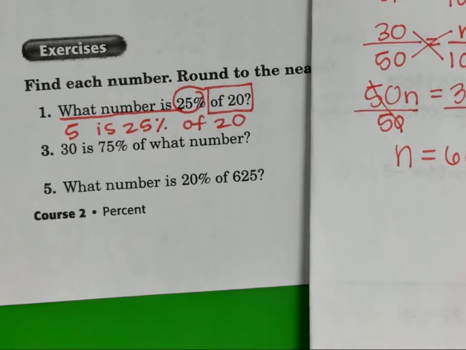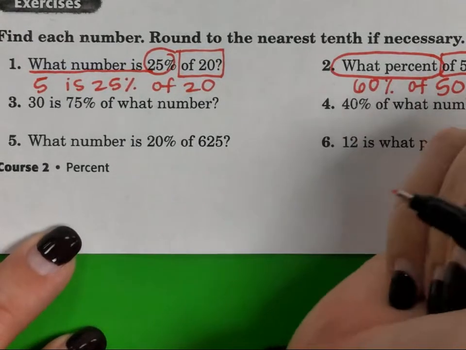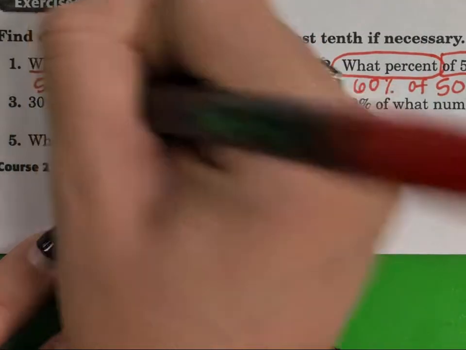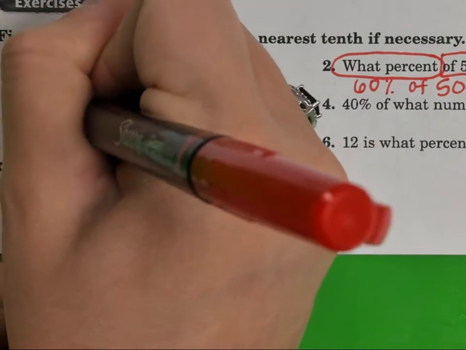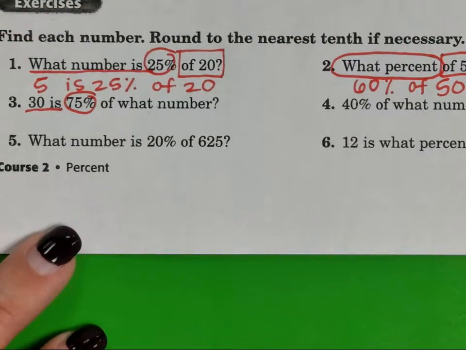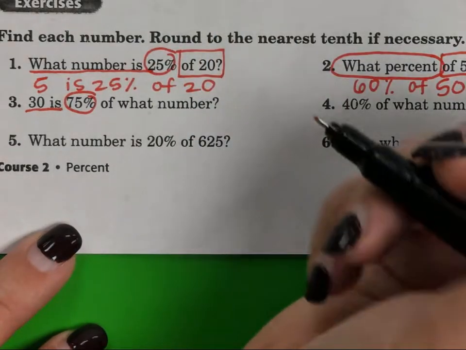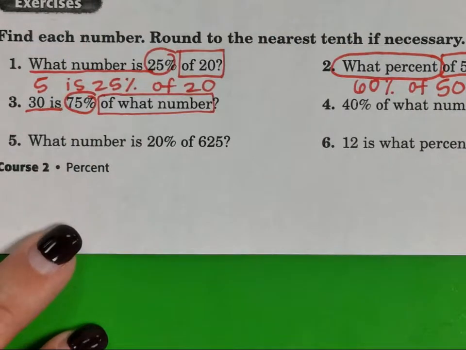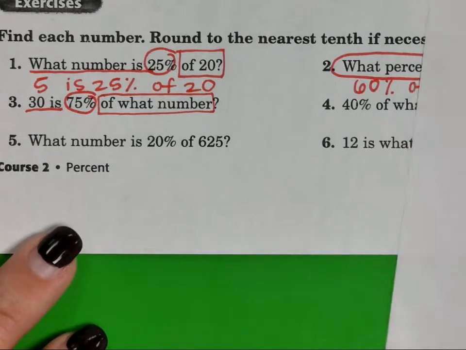Alright, number 3. 30 is 75% of what number? So what do I need to circle? 75%. What do I need to underline? 30 is. Remember, I underline is. And then I box of what number? Write what down?